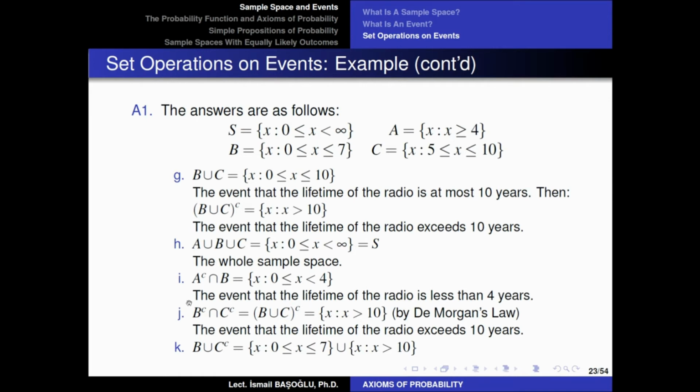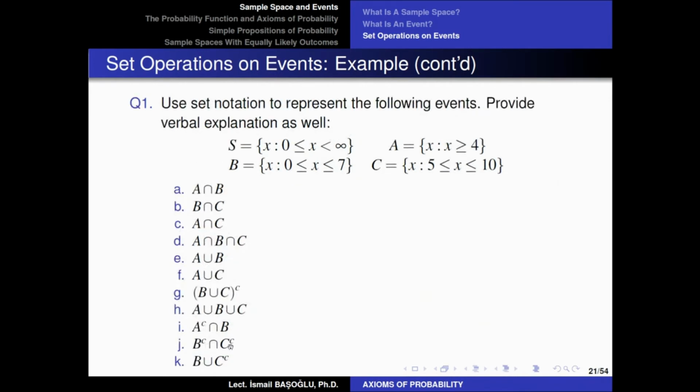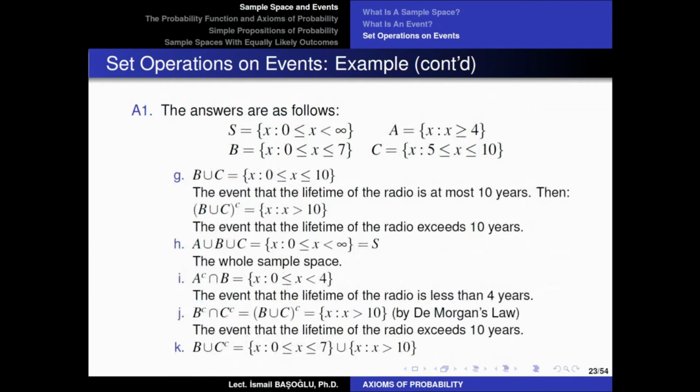Now, we are going to answer J. The question asks, what is B complement intersection C complement? Now, at this point, you may answer me like, first we determine the complement of B, then we determine the complement of C, then we take the intersection. However, because we have learned something much easier, we are not going to do this in that fashion. It is also a possible answer, but we can use De Morgan's law. According to De Morgan's laws, the intersection of the complements of two events is equal to the complement of the union of two events. And we have already answered this question in part G, as you can see. So the answer for part J is also equal to the event of the lifetime of the radio exceeding 10 years.